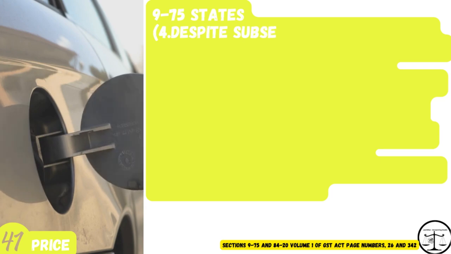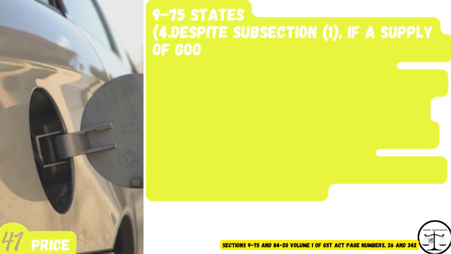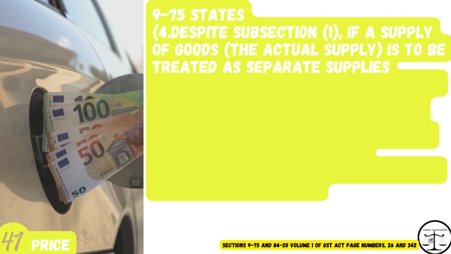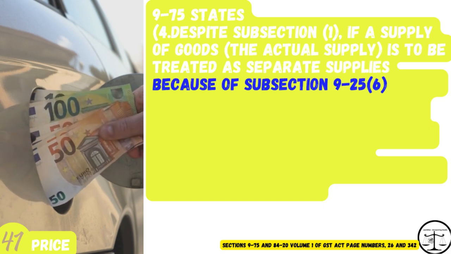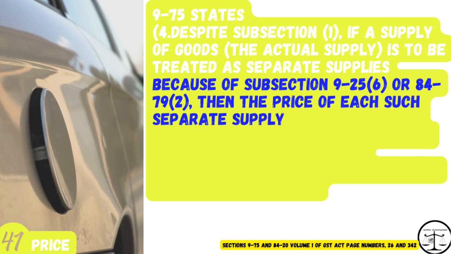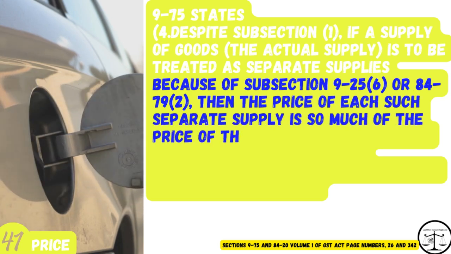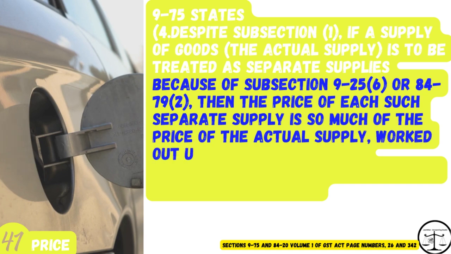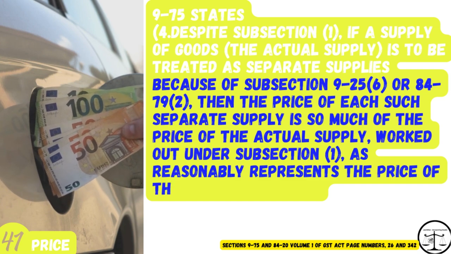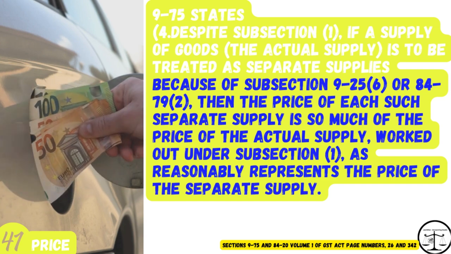4. Despite subsection 1, if a supply of goods, the actual supply, is to be treated as separate supplies because of subsection 9-25(6) or 84-79(2), then the price of each such separate supply is so much of the price of the actual supply, worked out under subsection 1, as reasonably represents the price of the separate supply.